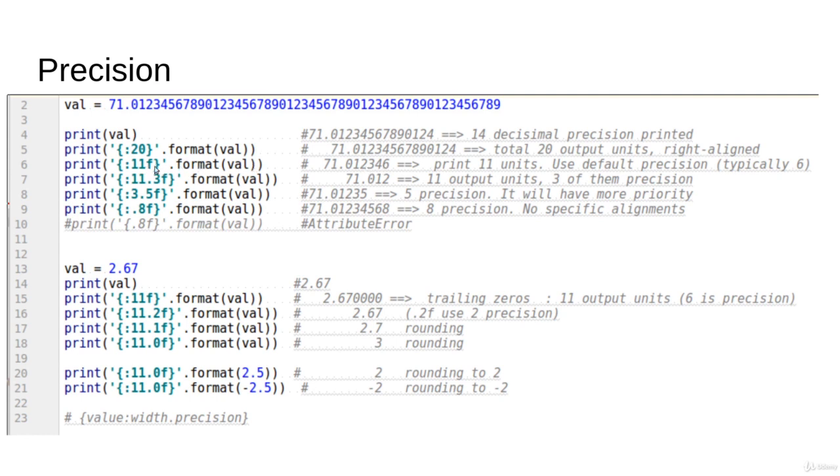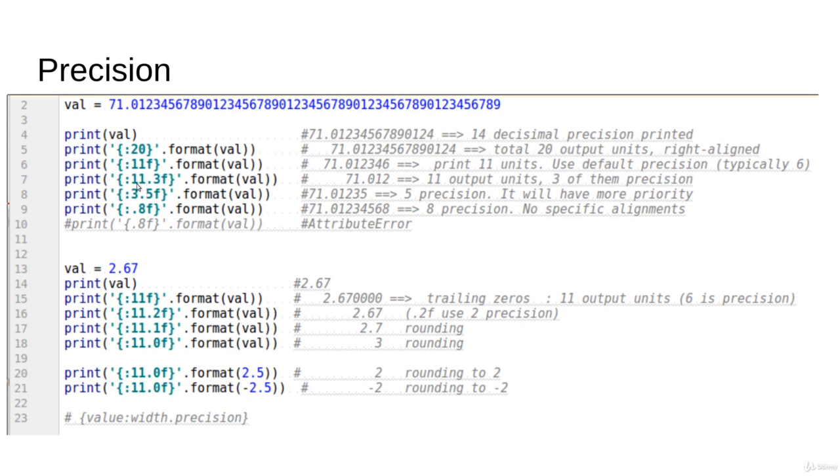If you wrote 20F, it will print 20 units. 6 of them will be for the precision, which is the default in the current implementations. What if I would like to control the two things? I would like to control the width and I would like to control the precision. In this case, you have to use the colon dot format. The colon number will show the target width. Dot 3F will show the target precision.